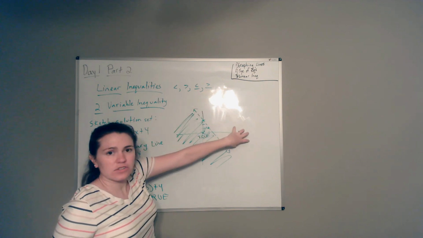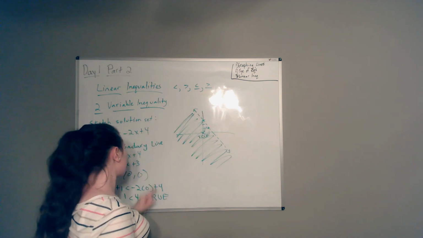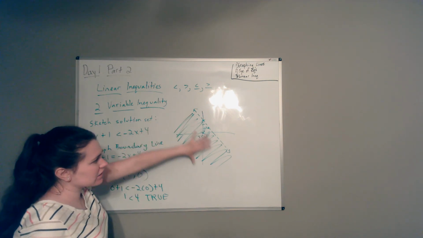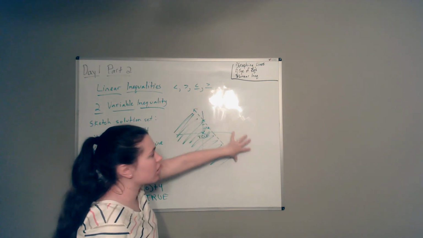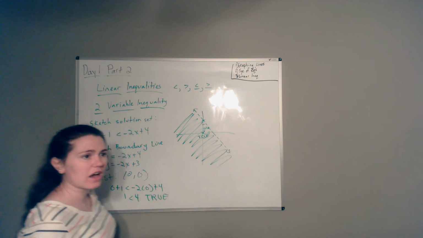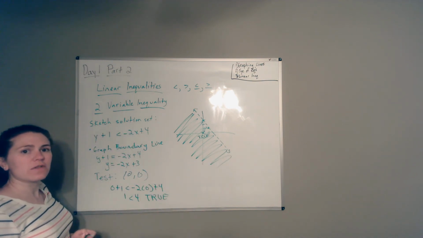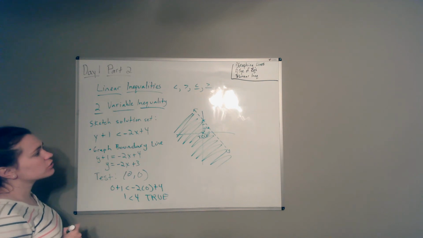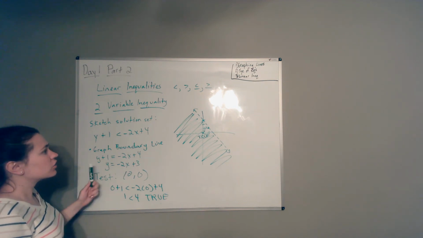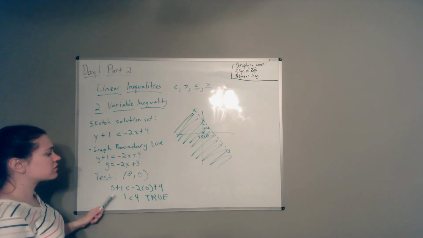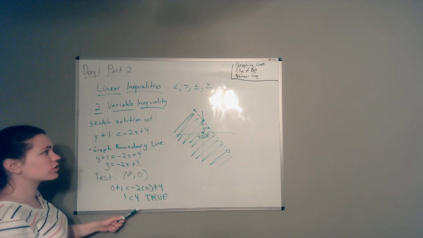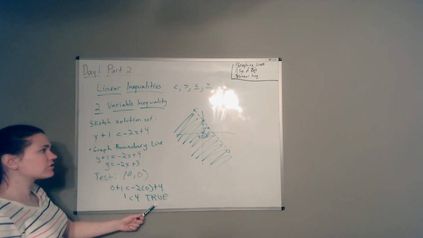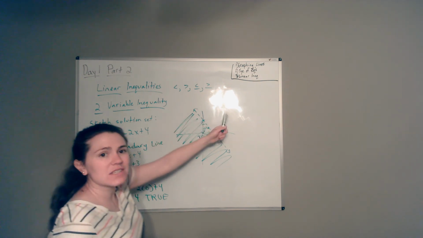This is your non-solution. If we tested the point and we got false, we would not shade this side. We would shade the other side. You shade the true side. You shade opposite the false side. So this is how you sketch a two variable linear inequality. You graph the boundary, and then you test the point. If the point is true, you shade the side with the point. If the point was a false statement, you shade the opposite side.